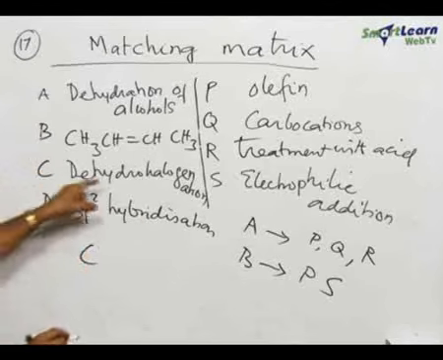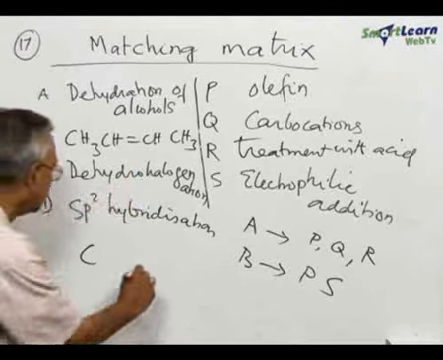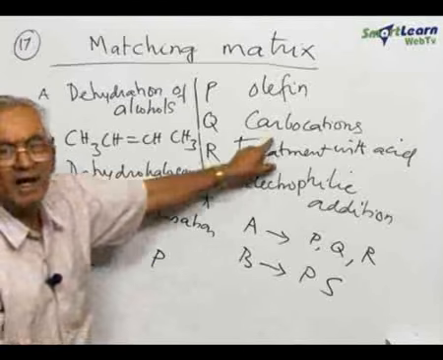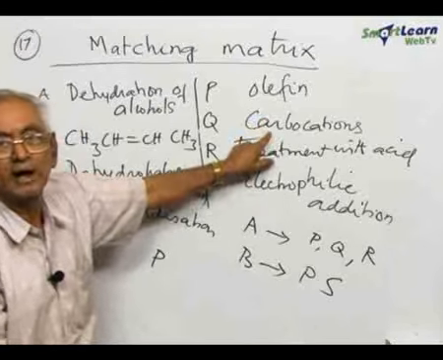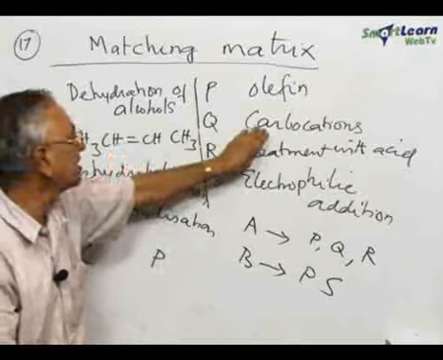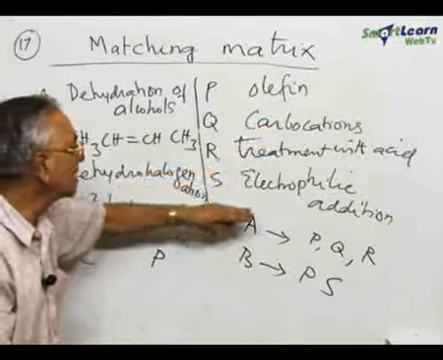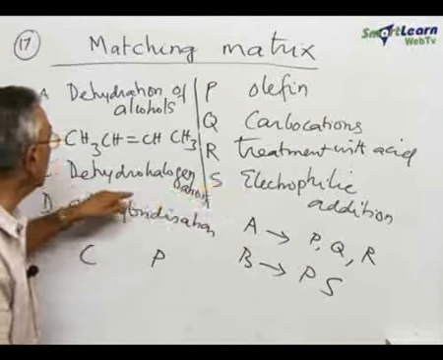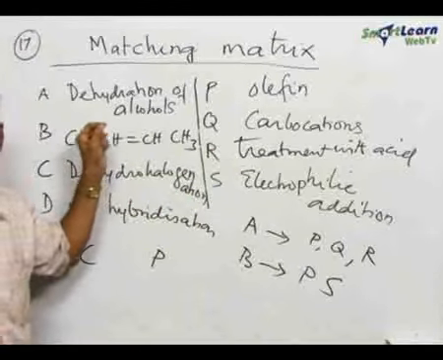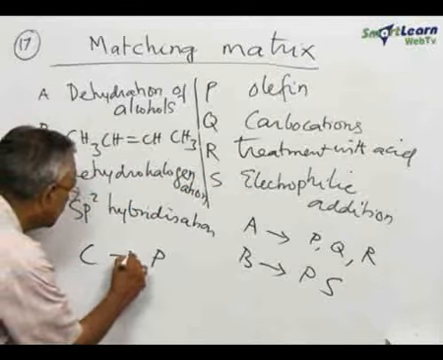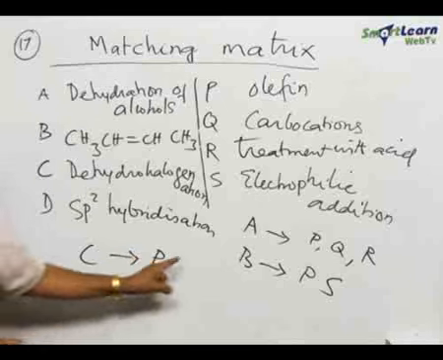Now, coming to C, dehydrohalogenation, it leads to an olefin. Dehydrohalogenation leads to an olefin, but it need not lead to a carbocation. When it proceeds by an E2 mechanism, it need not lead to a carbocation. Similarly, it is not an electrophilic addition, and normally dehydrohalogenation is effected under the influence of an alkali. Therefore, treatment with acid is not needed. So, what matches with C is only one, which is P.